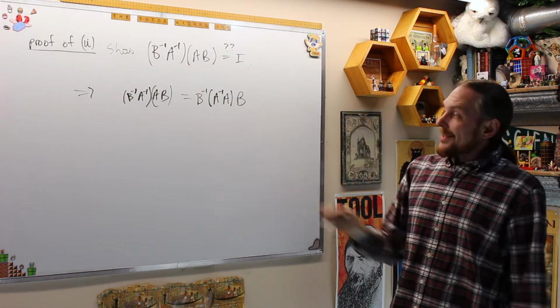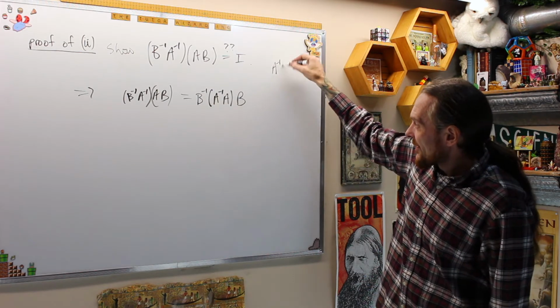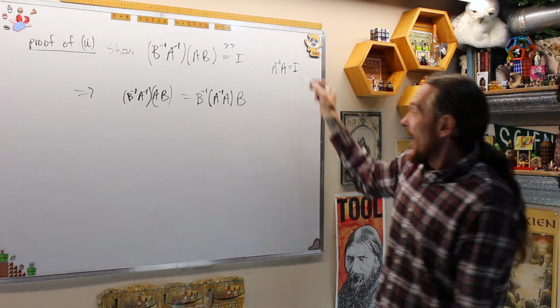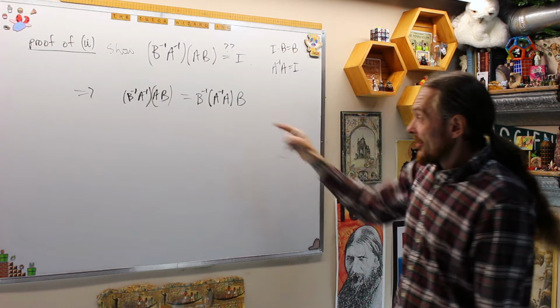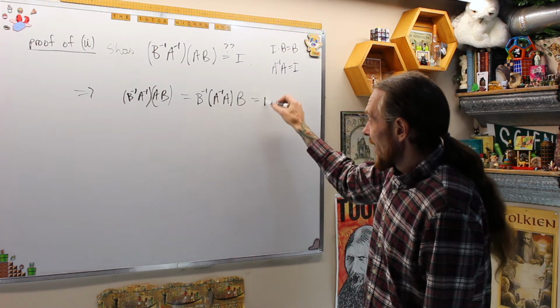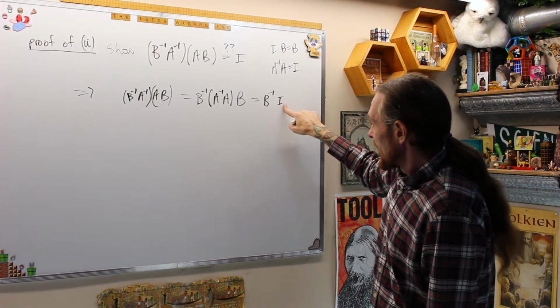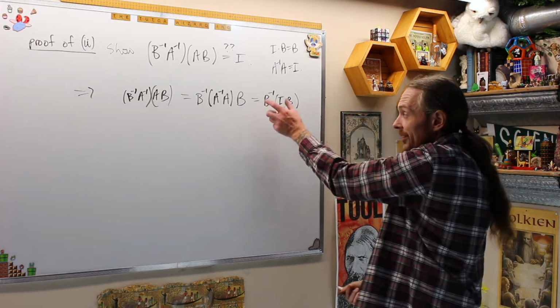Now, as soon as I have this, I have the property and the fact that A inverse exists. I know that A inverse A is the identity matrix. And I know that the identity matrix times any matrix is that matrix. So this now I can write as B inverse, identity times B. It doesn't matter where you put the brackets. Associativity says I can put it either way.